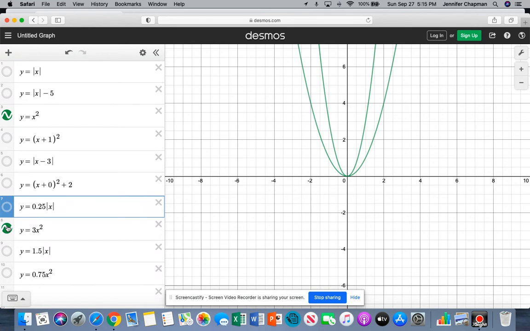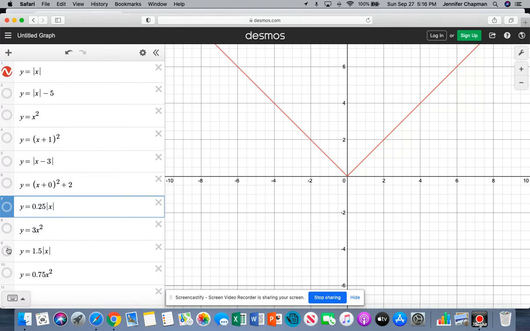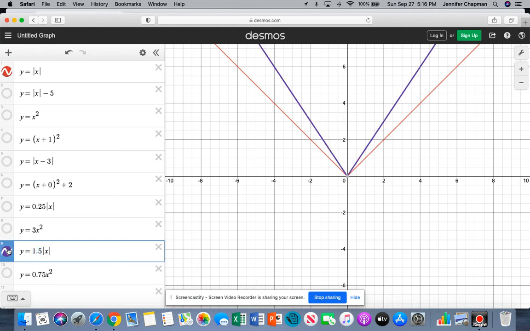g of x equals 1.5 absolute value of x. So I'm going to throw that parent function up there again. And again, I can already anticipate 1.5 is greater than 1. So I know that this is going to stretch this function out. It's going to take this absolute value function and stretch it and make it more narrow. So this child function should appear inside of this red function. It should be stretched. And there we go.